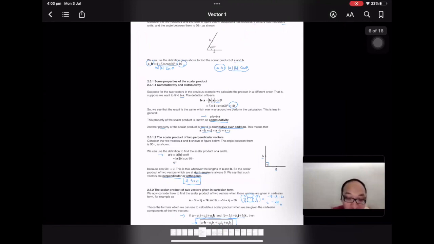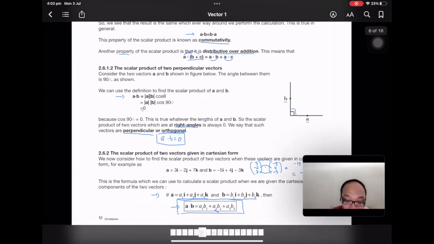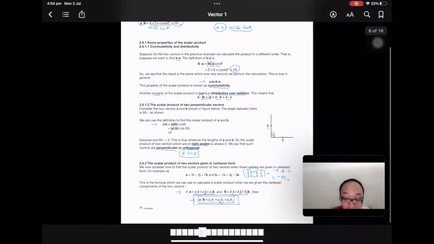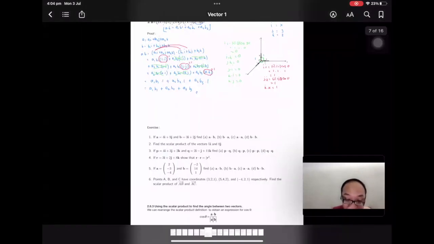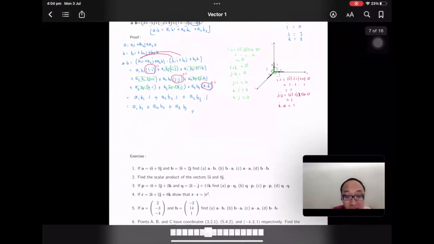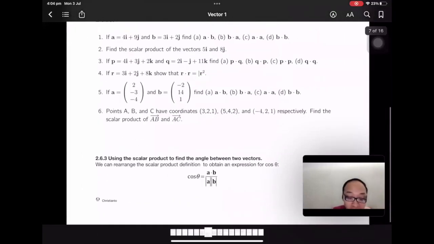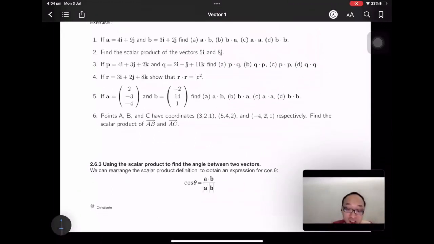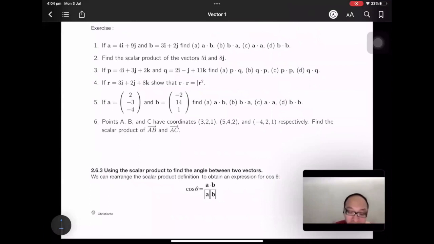Before, we used the scalar product to know whether two vectors are perpendicular or not, to find the dot product. And now we can use the scalar product to find the angle between two vectors. We just need to rearrange the definition. The definition is A dot B equals magnitude A, magnitude B, cos theta.